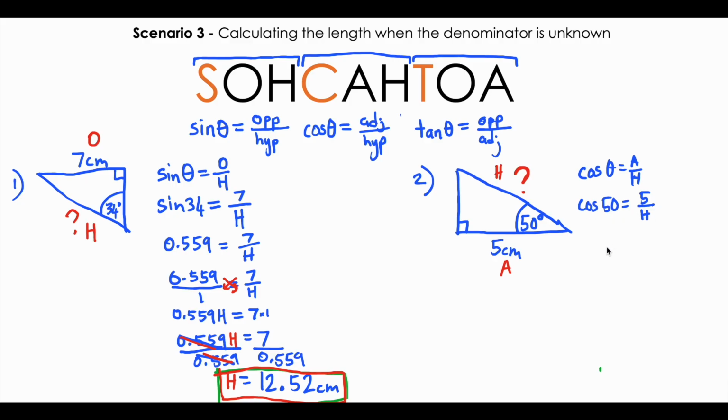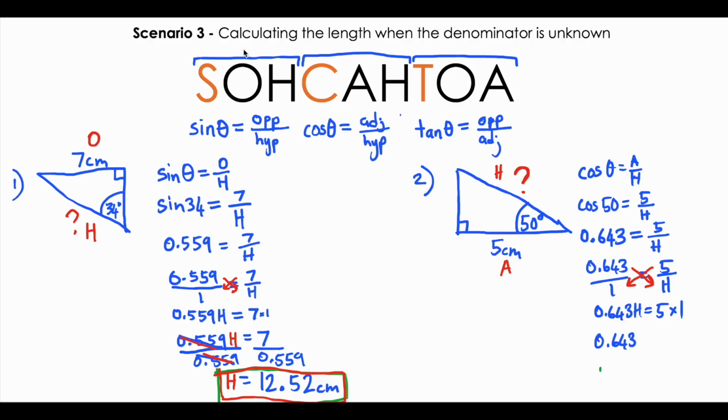So what is cosine 50? So cosine 50 is 0.643. You following me? Which is equal to 5 over h. So what am I supposed to do next? So 0.643 over 1, which is equal to 5 over h. What's the next step? You cross multiply. So this here we get 0.643h, which is equal to 5 times 1.